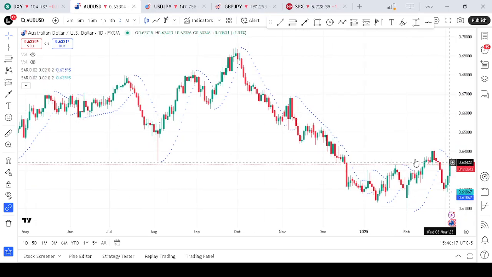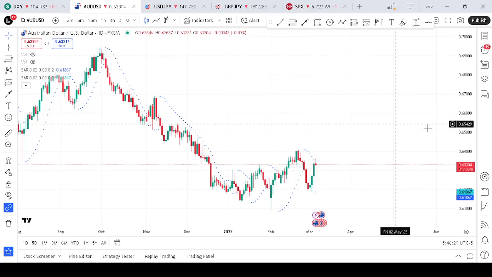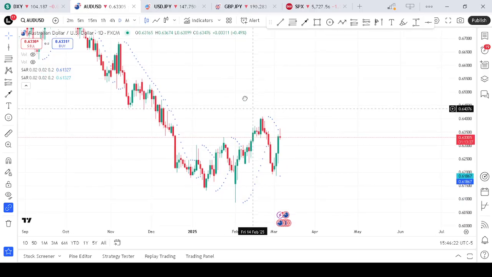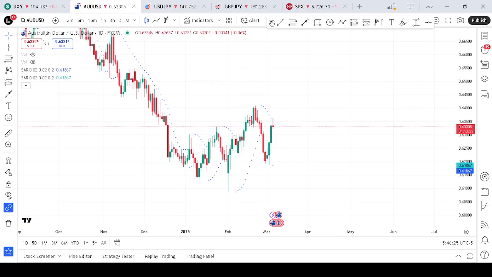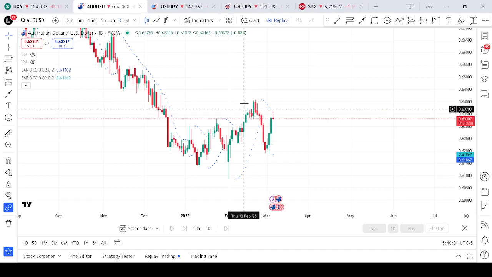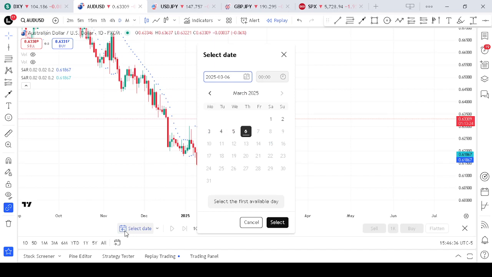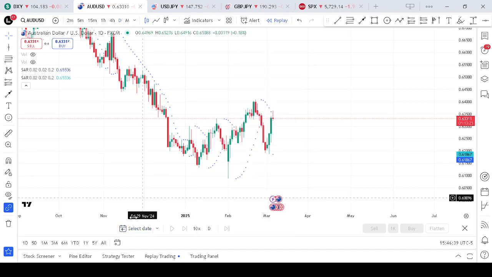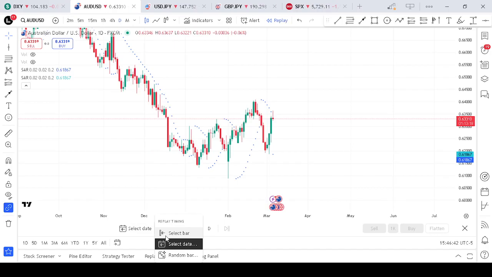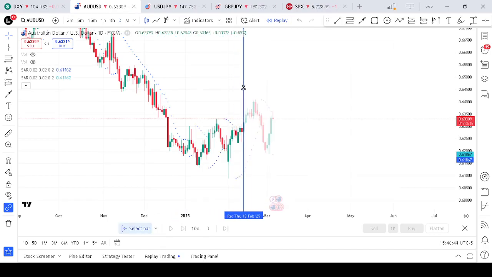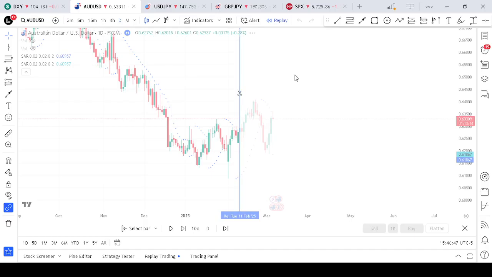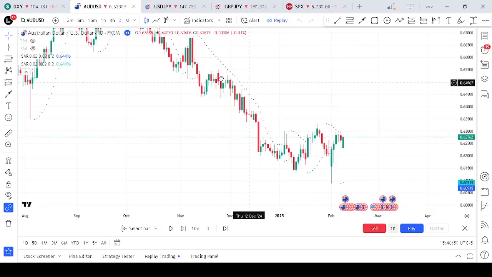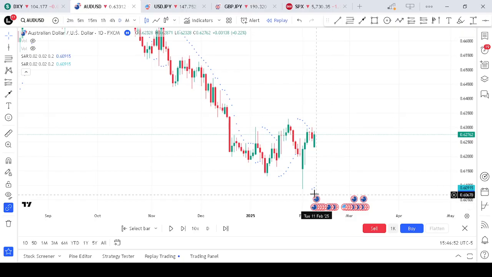Let us use a live example. As we can see, I'll use my replay tool to make it easier for us. Cut it from this area. As I can see, from the higher time frame, the parabolic SAR is now below price.